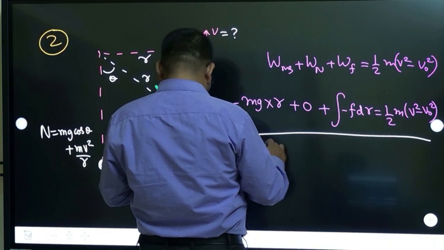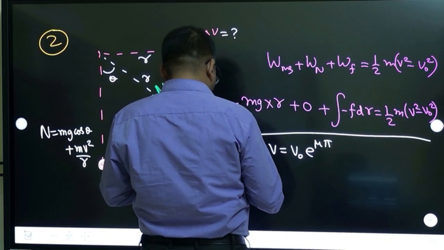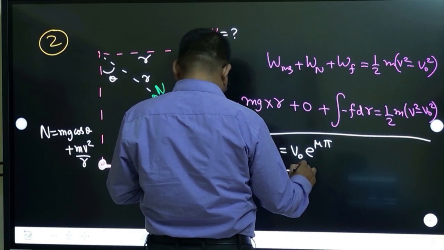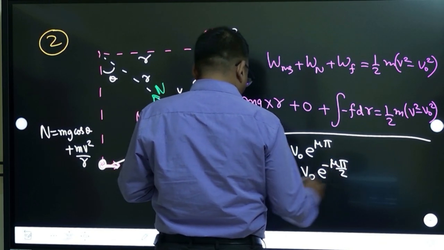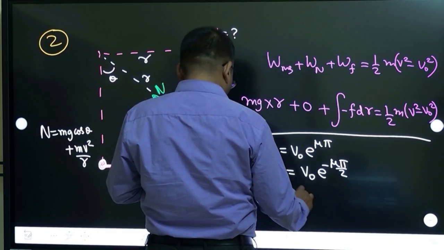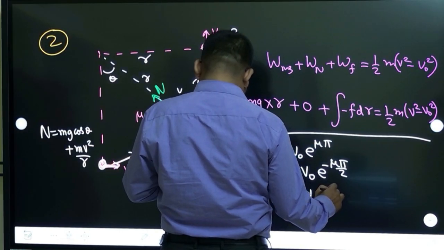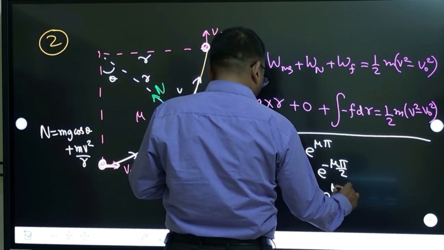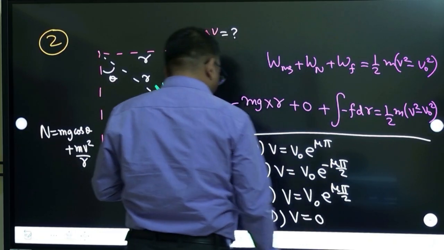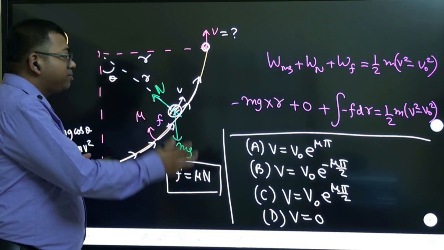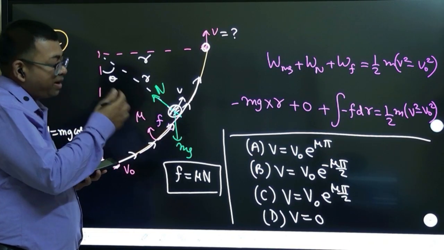Option A is given as V equal to V naught e to the power mu pi. Option B is V equal to V naught e to the power minus mu pi by 2. Option C is V equal to V naught e to the power mu pi by 2. Option D is V equal to 0. It looks like e to the power some factor like that. What we have got is e to the power mu minus some factor, no?